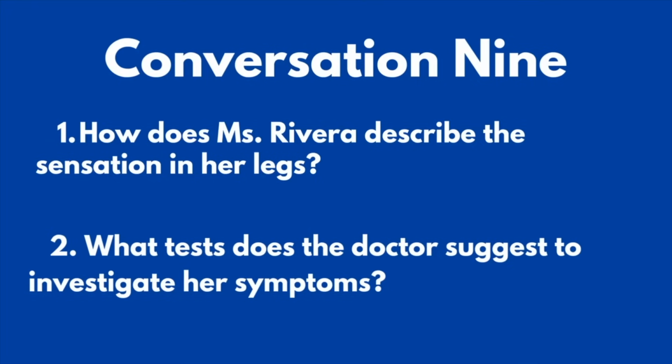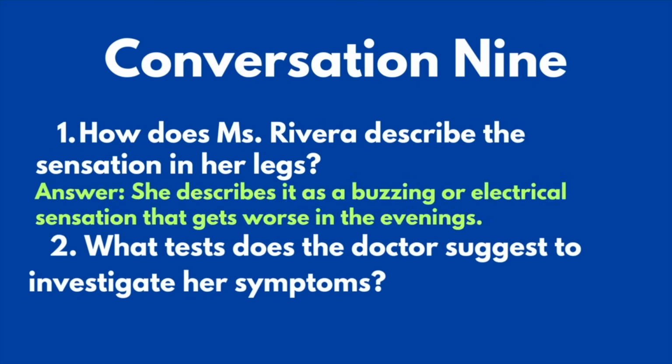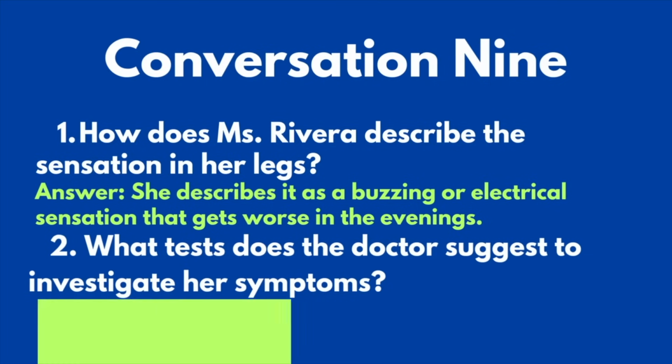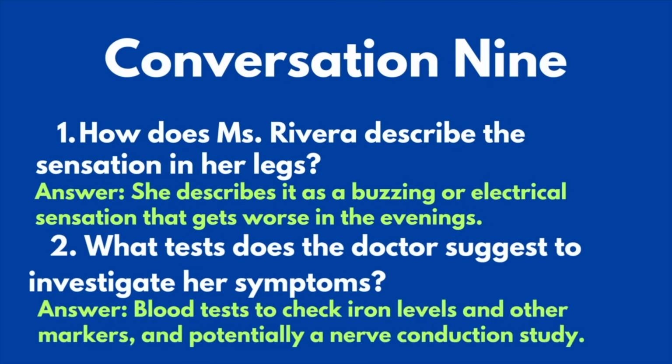Let's review the questions and answers for our 9th conversation. Question 1. How does Ms. Rivera describe the sensation in her legs? The answer is, she describes it as a buzzing or electrical sensation that gets worse in the evenings. Question 2. What test does the doctor suggest to investigate her symptoms? The answer is blood tests to check iron levels and other markers, and potentially a nerve conduction study.